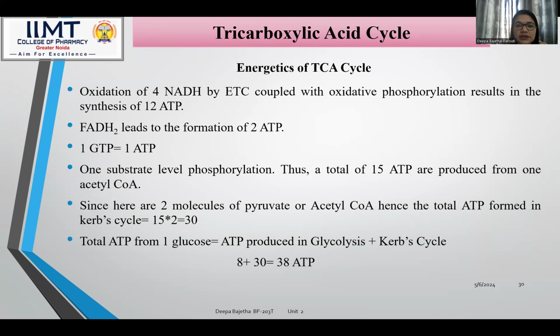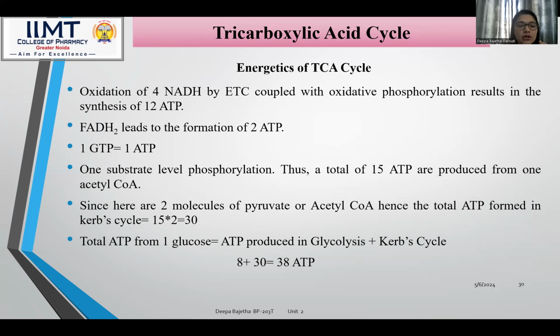So, energetics of the TCA cycle. Oxidation of 3 NADH by the ETC coupled with oxidative phosphorylation results in the synthesis of 12 ATP. FADH2 leads to the formation of 2 ATP, and 1 GTP is equal to 1 ATP, from one substrate level phosphorylation. Thus a total of 15 ATP are produced from one acetyl coenzyme A.